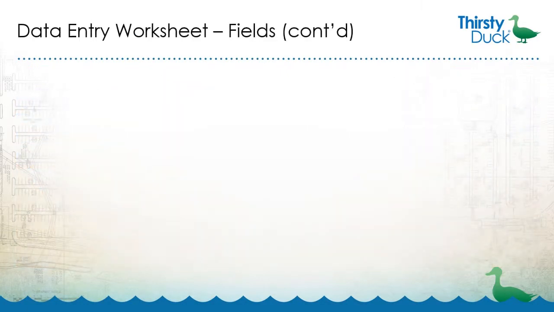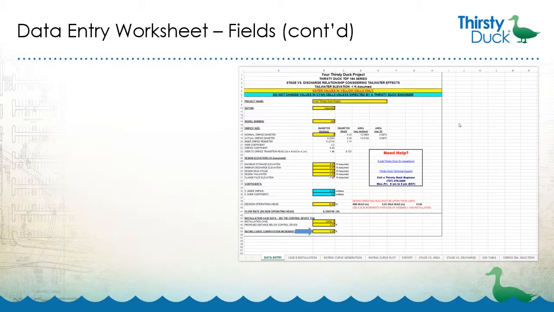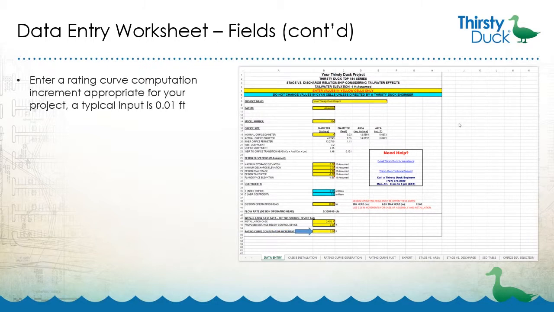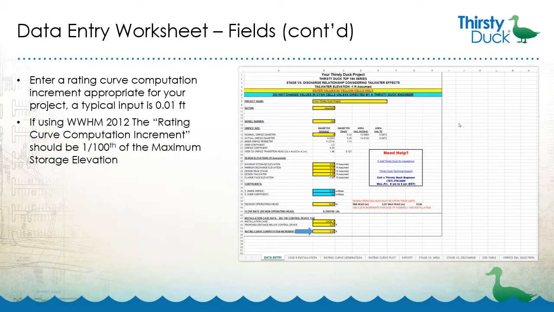The final data entry cell is the rating curve computation increment. Enter a value appropriate for the accuracy of the analysis you are completing. Note: if using the Western Washington hydrology model, enter a value which is 1/100th of the distance between Thirsty Duck's flow restrictor and the maximum storage elevation.